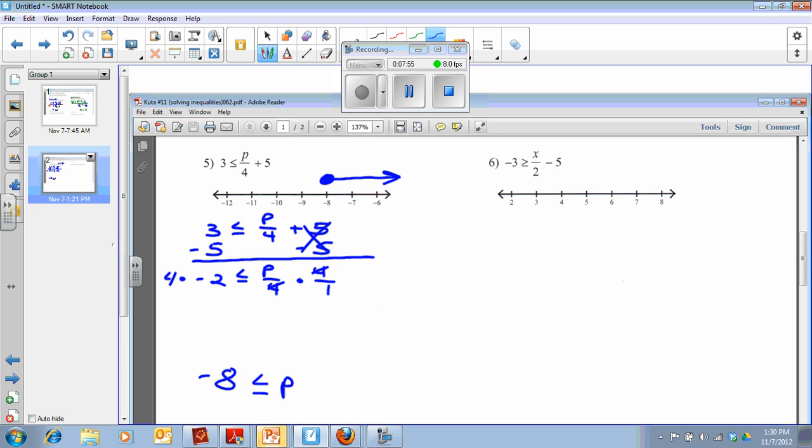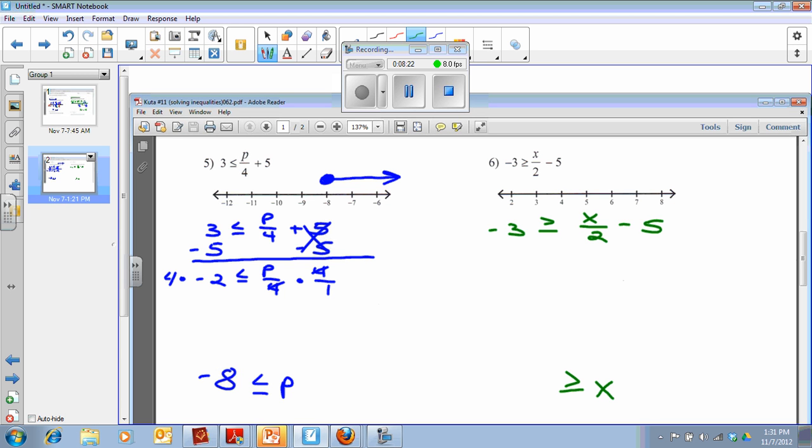And I'm down to my last problem. The last problem I'm going to do, I'm going to rewrite. A negative 3 is greater than or equal to some number x divided by 2 minus 5. Well, let's see, I'm going to try to isolate the variable. So it's on the right-hand side of the inequality. So when I'm done, x is going to be all by itself. I'm looking to see if I need to flip the inequality sign, but the denominator 2 is positive, so that's going to stay the same. So I'm not going to be flipping the sign.